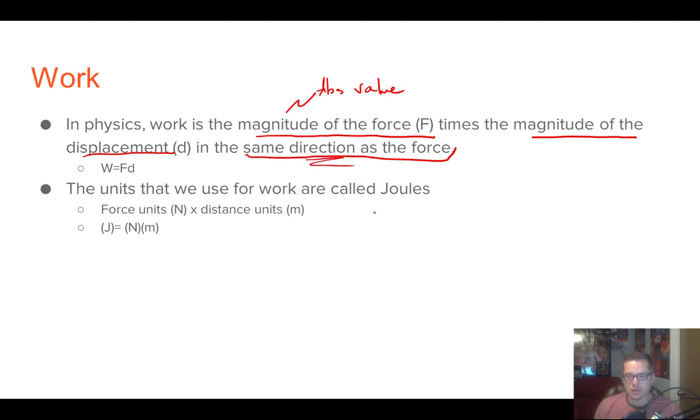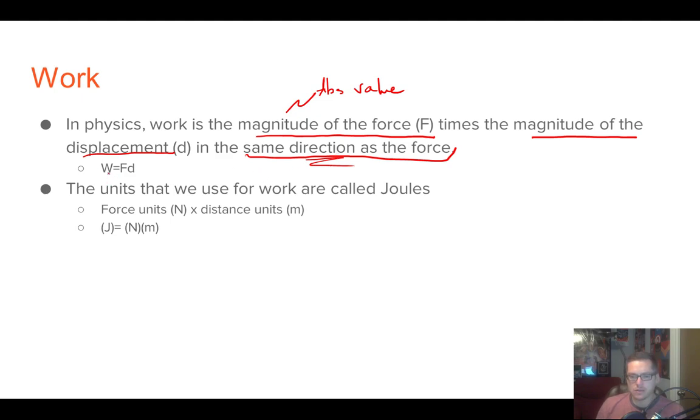That's a big key, and we'll do a practice problem later on where we have to analyze what happens if the force and the displacement are in slightly different directions. How do you approach that kind of problem? But in physics, the basic definition is force times distance. So picking something up and moving it would be work, but just holding something in place in physics is not work, because it did not move.